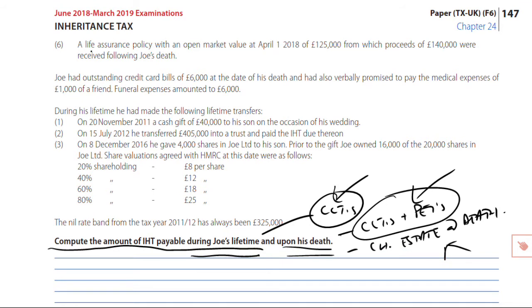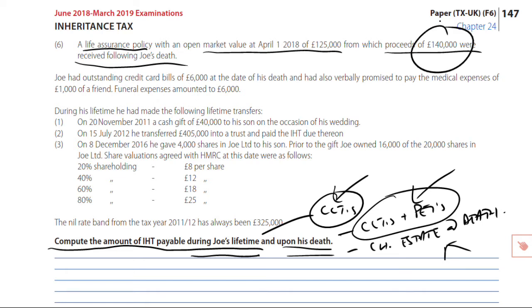What then have we got? Last one, a life assurance policy. Now, this is where they give you two figures. An open market value at the date of death, here 125, and then, because he's died, the proceeds of 140,000 that were received following Joe's death. So which of those do we use to include within the chargeable estate at death? As we should know, it's the proceeds figure. What comes away in determining the chargeable estate? As we said, it's a listing exercise.